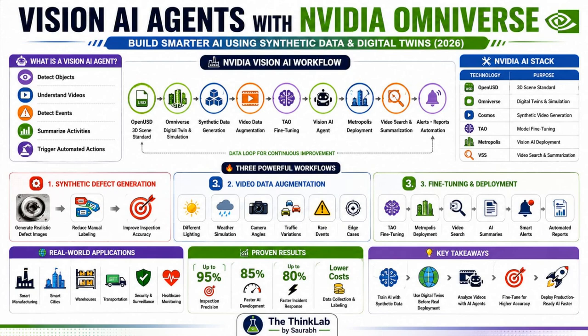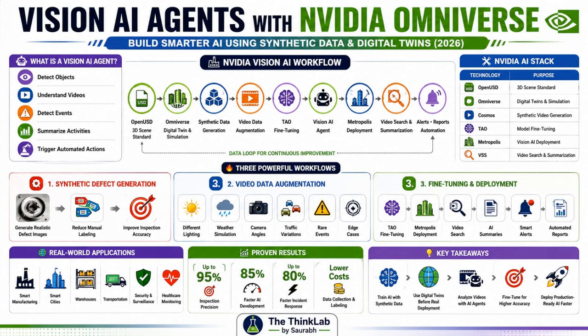So now let's discuss the benefits. Using synthetic data can reduce manual data collection. Digital twins allow organizations to test the AI before deploying in the real world. Video augmentation helps the AI perform better under different environmental conditions. TAO, that is the fine-tuning, improves model accuracy while reducing training cost. Metropolis enables large scale production deployment, and video search and AI summarization save countless hours of manual work. Overall, organizations can build AI systems faster, deploy them more safely, reduce operational cost, and improve decision making.